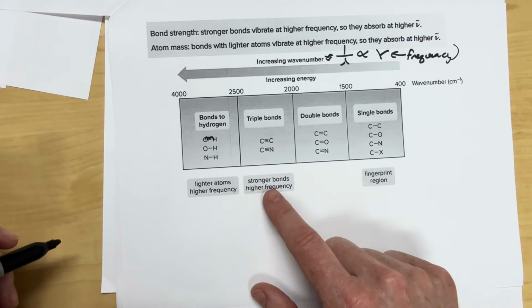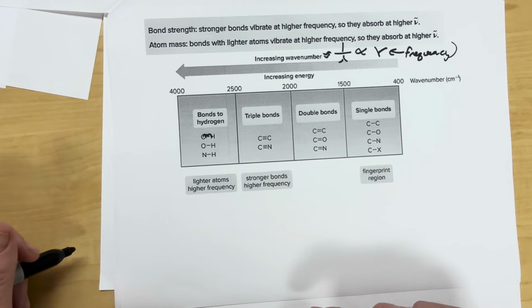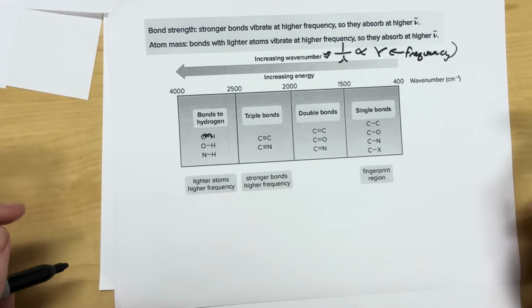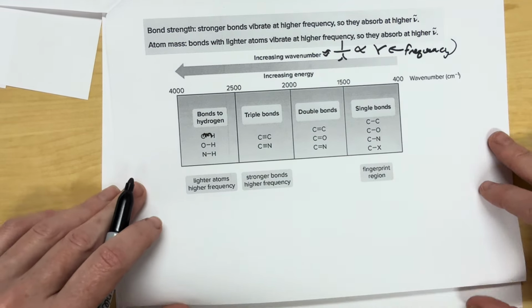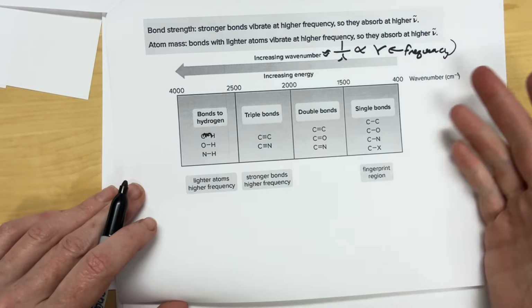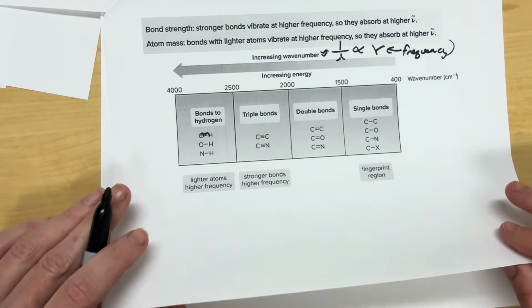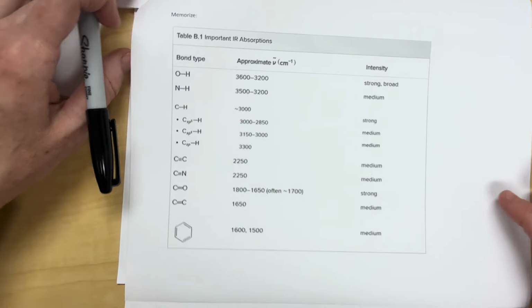Stronger bonds also have a higher frequency. I think the best way to think about it is the fact that stronger bonds are just generally higher in energy. And if they're higher in energy, they're going to be higher frequency. And then we have these single bonds down here, like I told you, C to O, you don't really see it. It's because it's in the fingerprint region. This, or very similar, is what you'll be given on the exam.